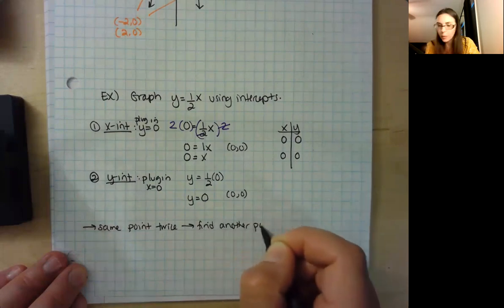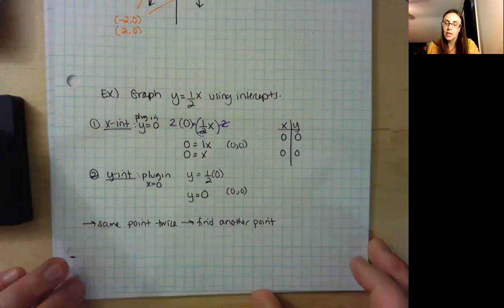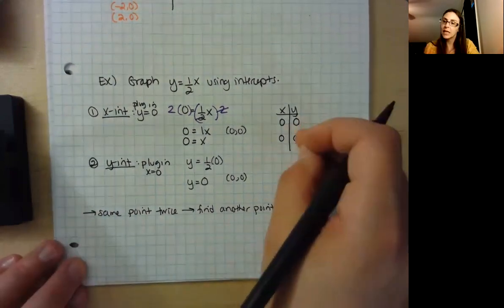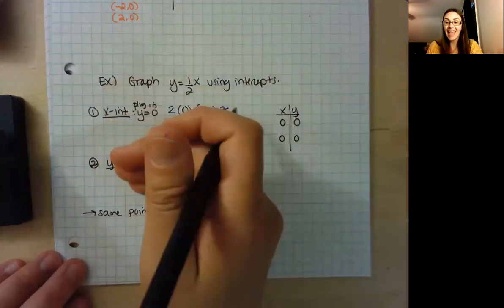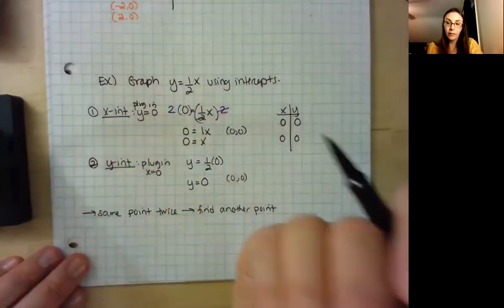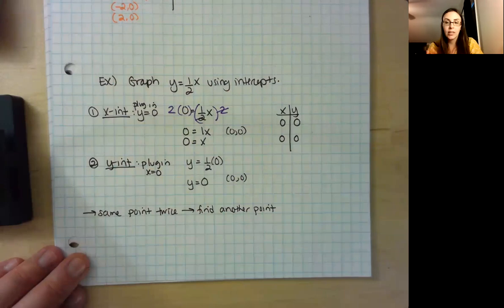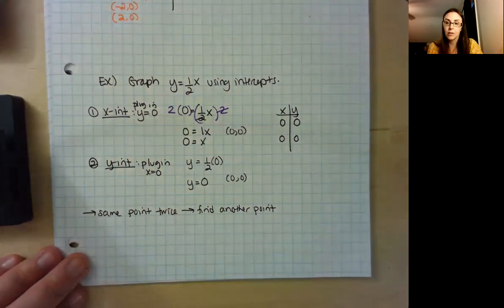you will have to break kind of protocol and find another point. So you still need 2 different points, even if it says to use the intercepts. If you've tried both intercepts and they happen to be the same, which doesn't happen often, but it happens sometimes, then you're going to have to go back and just plug in something else because you need a second point to graph. You really do.